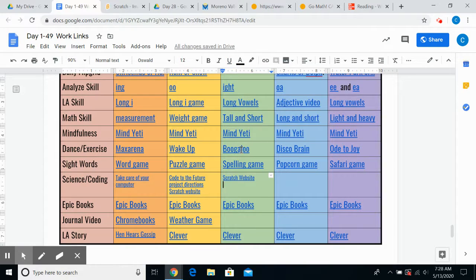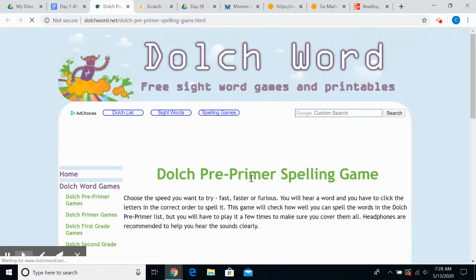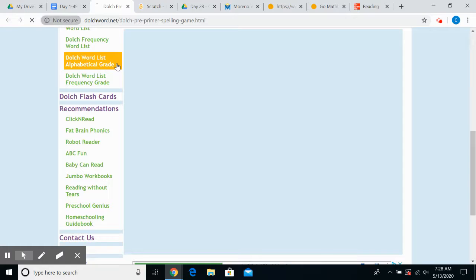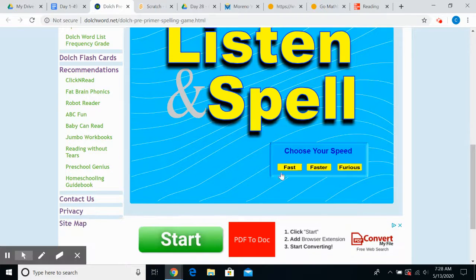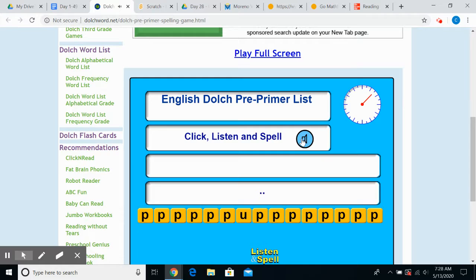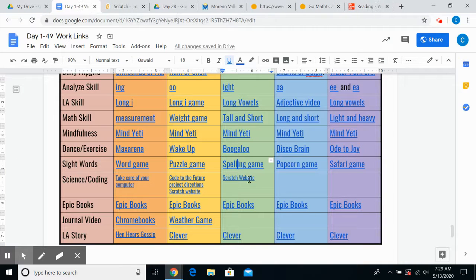We have an exercise PE from Go Noodle. There's a spelling game on here for your sight words. Let's check that out really quickly. You're going to have to click on it to allow if it gets blocked. And you can choose your speed. It says fast, faster, or furious. I'm just going to pick fast because I'm learning how to play this. You'll click on it. It says up. So I have to spell up. You're going to spell whatever word it's asking you to spell.